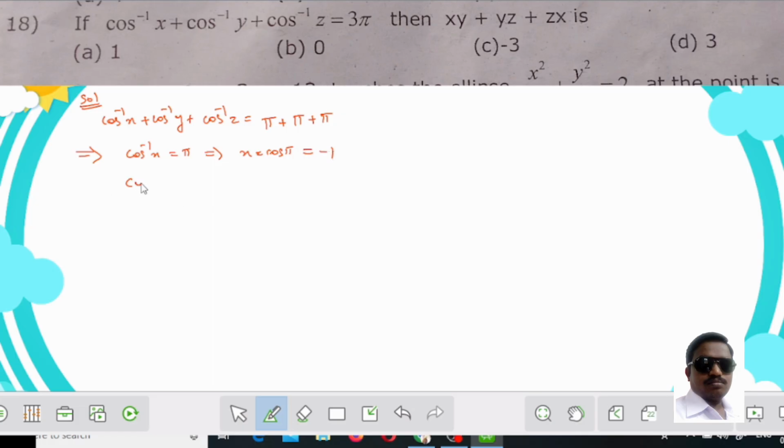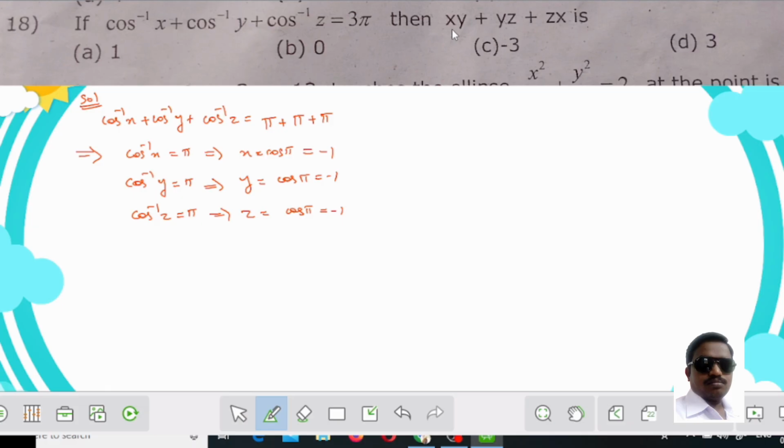In the same manner, cos inverse y is equal to pi. This will lead to y equal to cos pi. The value of cos pi is minus 1. Cos inverse z equal to pi. This will lead to z equal to cos pi. The value of cos pi is minus 1. So the value of x is minus 1. The value of y is minus 1. The value of z is also minus 1.